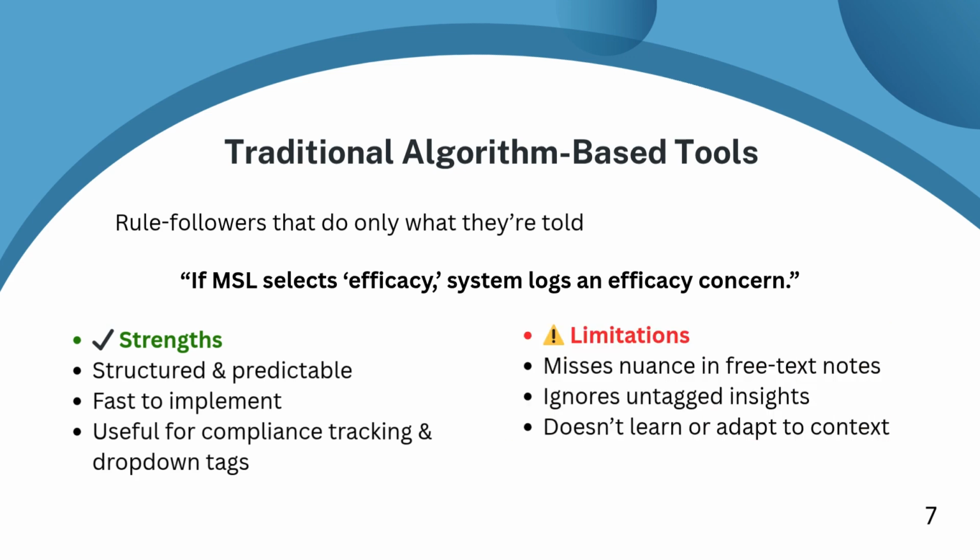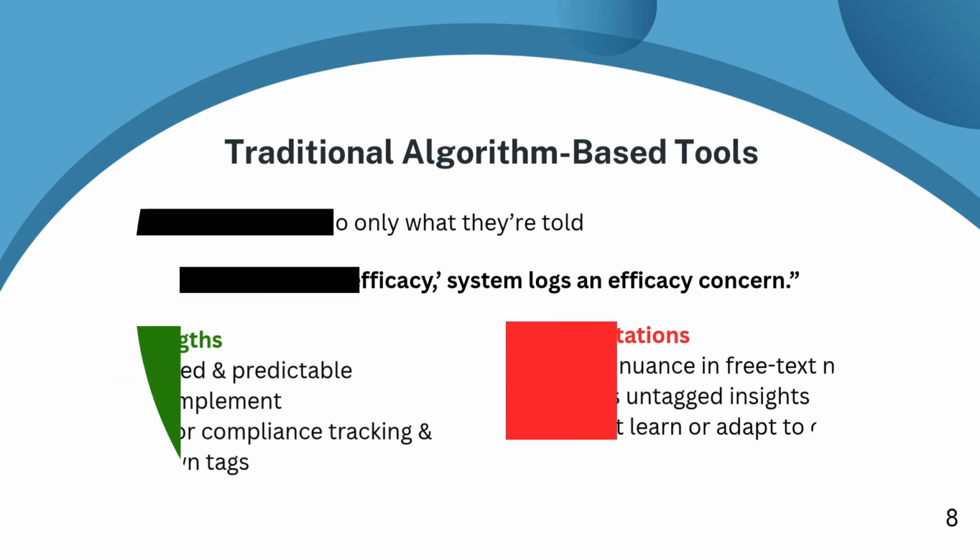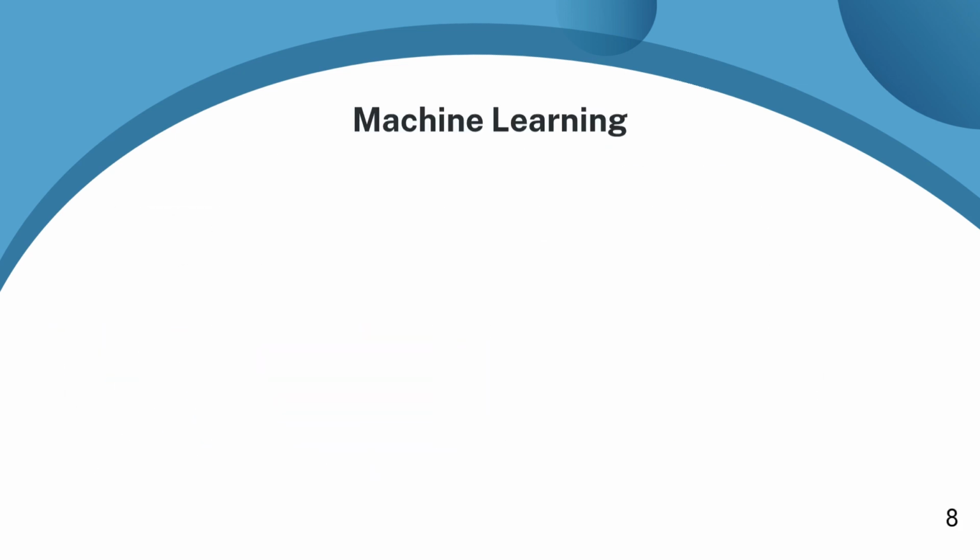But here's the limitation: you only get out what you explicitly put in. If the MSL forgets to click the right keyword or types their note in a free text box, that insight might never get captured, flagged, or followed up on. So while these tools are good for operational checkboxes, compliance flags, auto-tagging, and form-based reporting, they're not really built to listen to the nuance in what field teams are hearing.